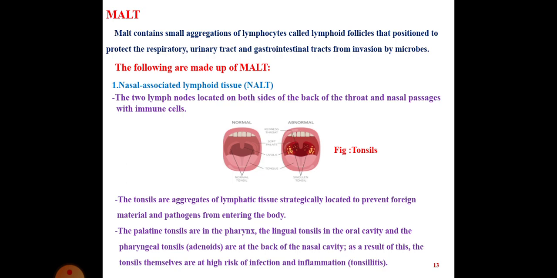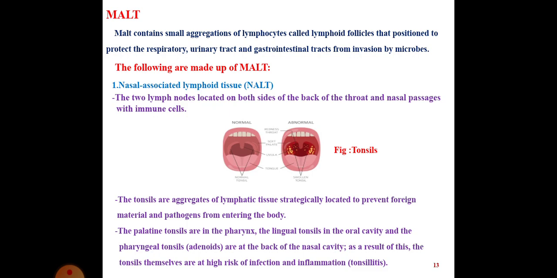And next we see about the MALT. It contains small aggregations of lymphocytes called lymphoid follicles that are positioned to protect the respiratory, urinary and gastrointestinal tracts from invasion by microbes. The following are made up of these small tissues. First one we see is the nasal associated lymphoid tissue, NALT. The two lymph nodes that are located on both sides of the back of the throat and nasal passage with immune cells.